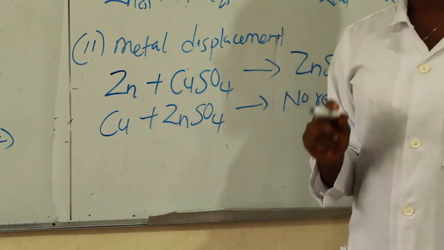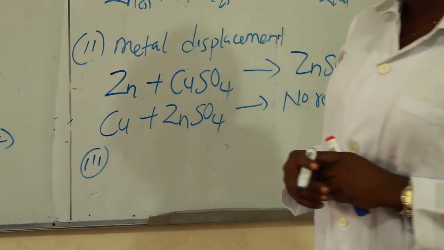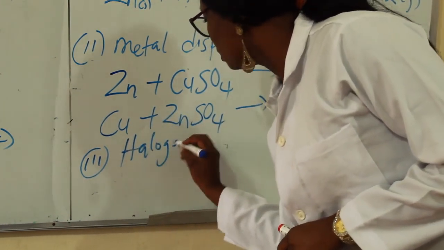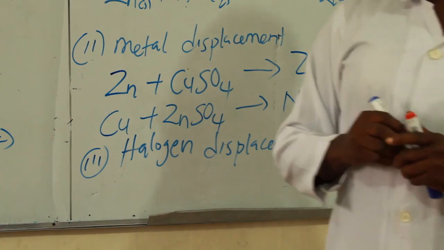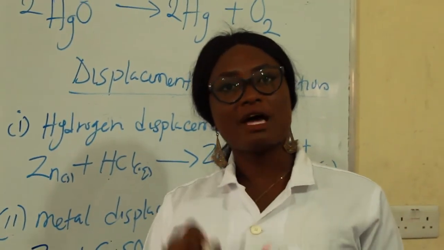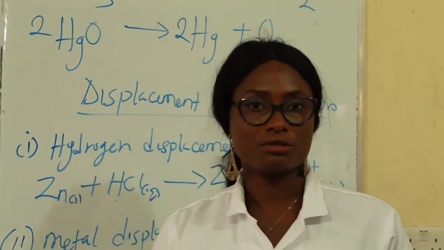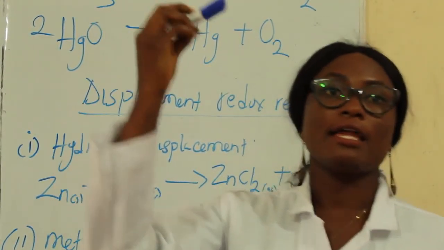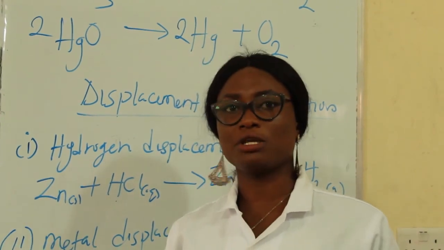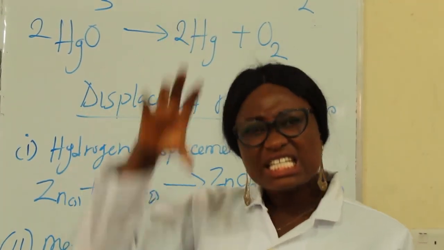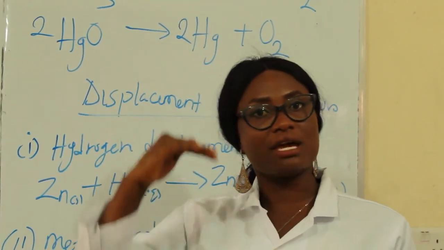The last one is halogen displacement, that's number 3, and then it will be all for this topic. Now let me remind you, halogens are group 7 of the periodic table. The elements that belong to group 7 are called halogens. First one is fluorine, and then chlorine, bromine, and iodine. If you remember, when I taught the periodic table, I told you that reactivity decreases down the group. So the elements at the top are more reactive than the elements below.